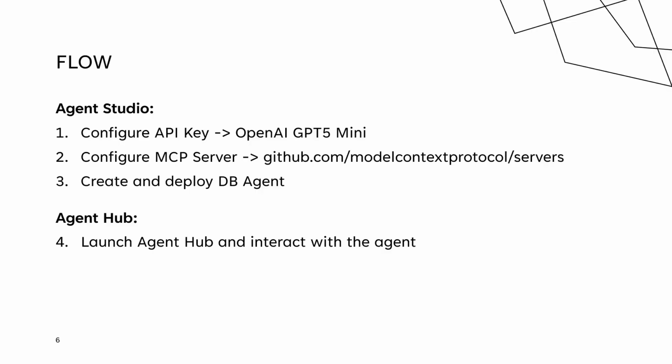Now, to build this, we will start in Agent Studio. We will configure an API key and use OpenAI GPT-5 Mini, set up a Postgres MCP server and connect it to our DB, and define the agent system prompt and behavior. Then we will switch to Agent Hub to see our agent in action. Now let's get started.